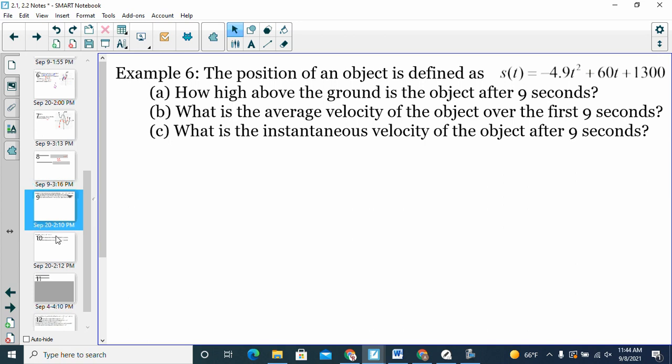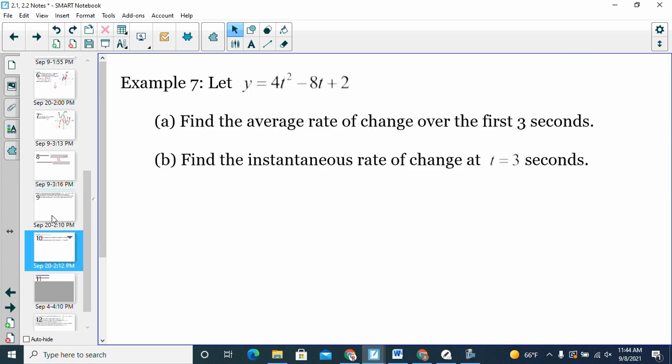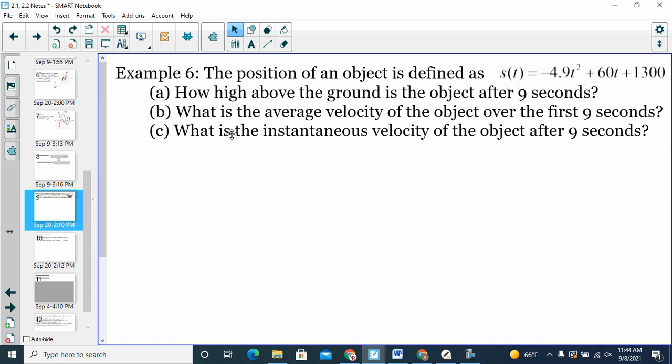So example 6 here tells us the position of an object is defined as S of t equals negative 4.9 t squared plus 60t plus 1300. Part A wants to know how high above the ground the object is after 9 seconds. So how high above the ground, it wants a position. So we're just going to plug 9 into S of t. We want to evaluate S of 9.